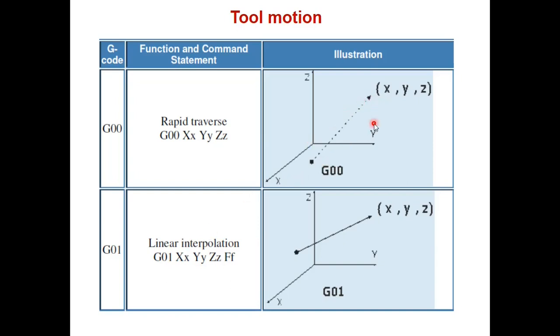Now when we are doing any operation during this motion, we have to use linear interpolation, that is G01. Same process, X, Y and Z, and initially G01.